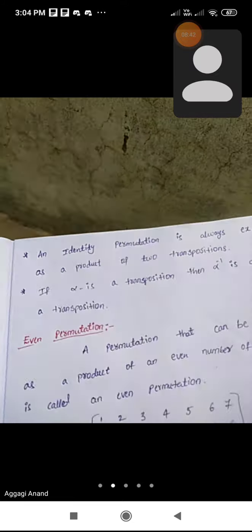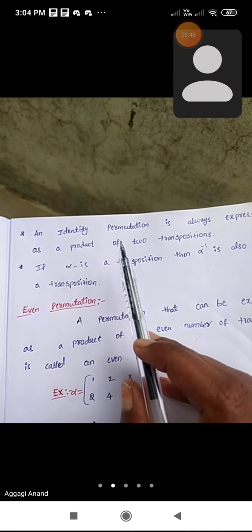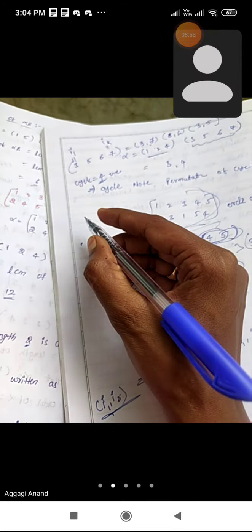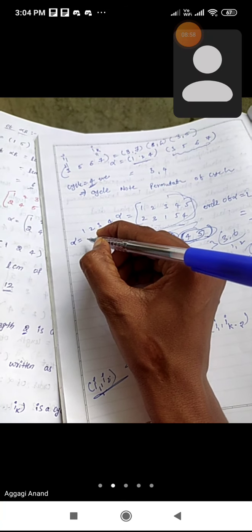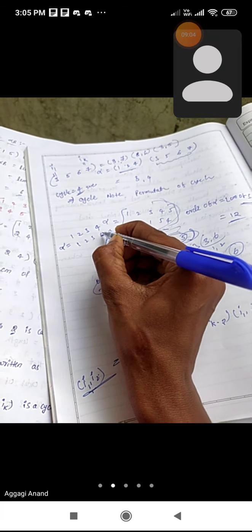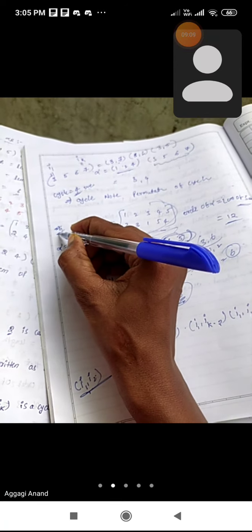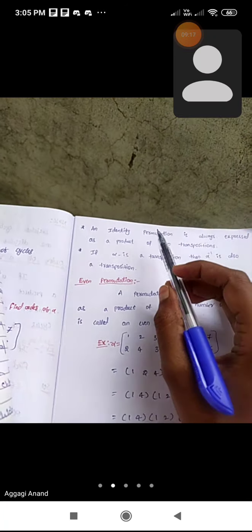Okay. And second remark, an identity permutation is always expressed as a product of two transpositions. What is the identity permutation? 1, 2, 3, 4. What we will get as images? 1, 2, 3, 4. So this is called the identity permutation. So any identity permutation we can write as two transpositions.